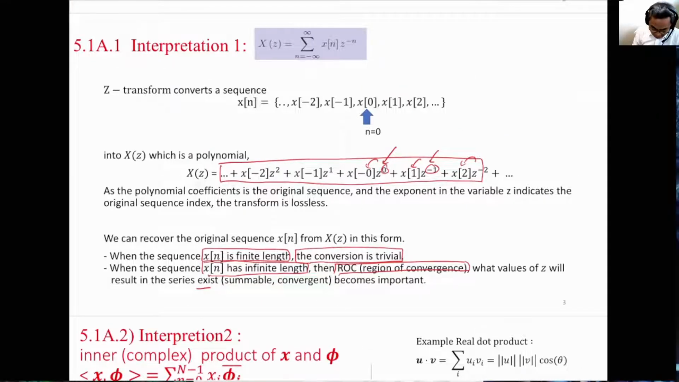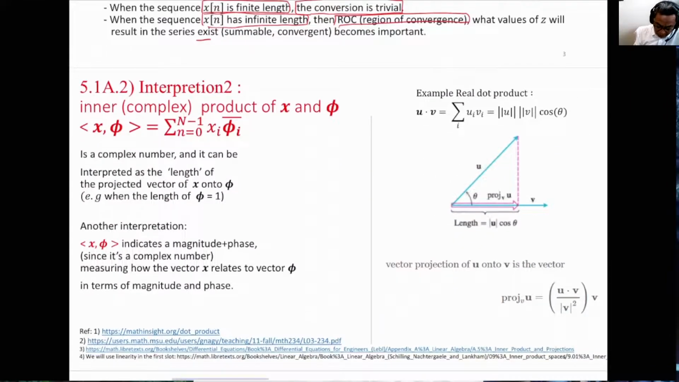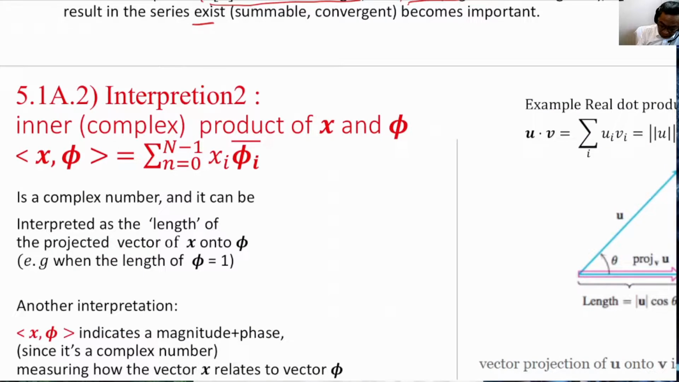We now offer the second interpretation, that of an inner product. The inner product is written in this form. X with a vector phi is represented as the elements of x in the first slot with the elements of phi in the second slot, and because we are dealing with complex vectors, the second slot's entries are conjugated. Let's deal with a finite number of elements first. This is the definition of a complex inner product between two vectors x and phi.